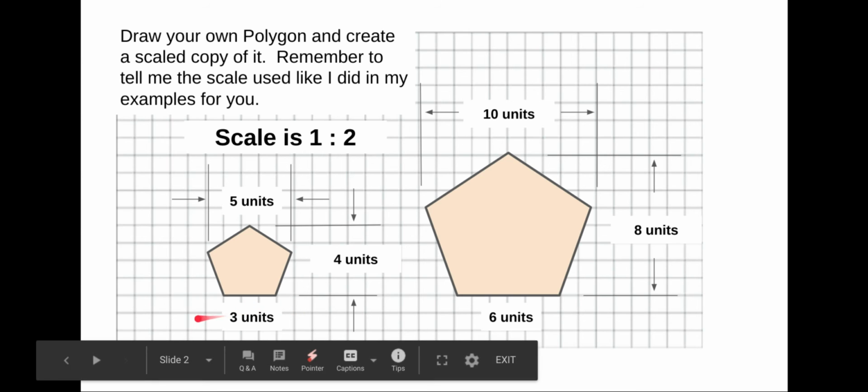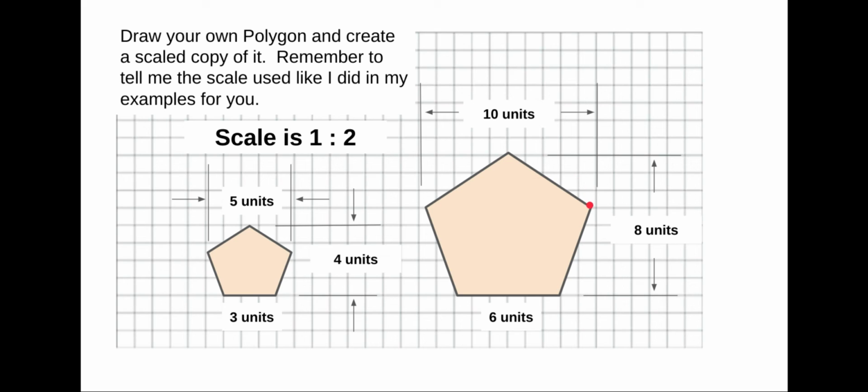Here I'm 3 units across on my bottom, 3 units. I can see that on there, whereas over here I see 6. Now my height is up 4 units. My height over here is up 8 units. So that doubled, this doubled. My height doubled. Now I'll make sure that from here to here is the same.